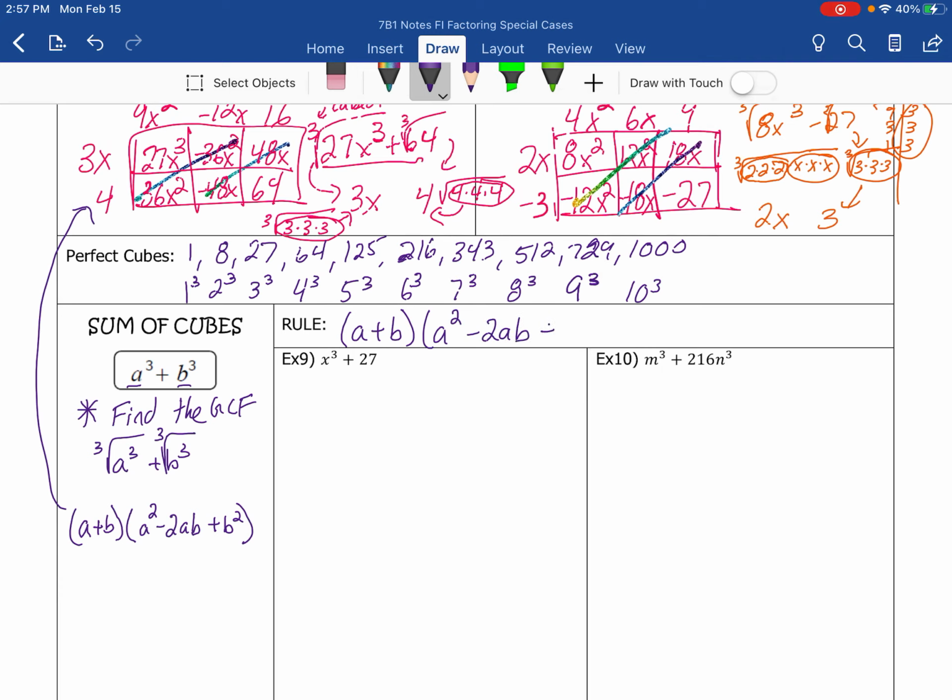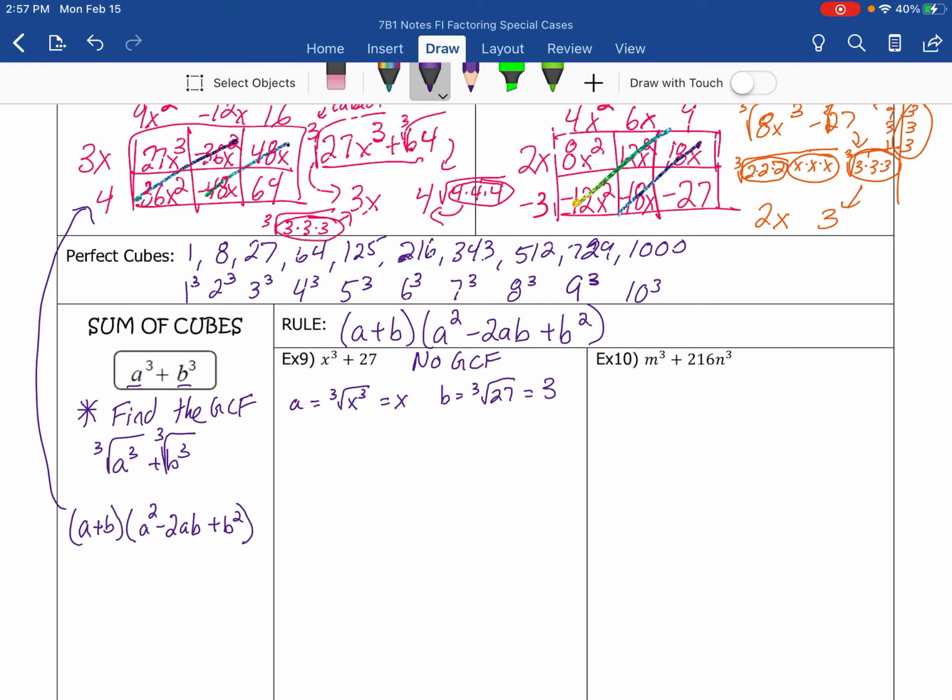So I'm going to write my rule again. It is a plus b times a squared minus 2ab plus b squared. So no GCF for the first one. I do the same thing I did for my difference of squares. I find my first term: the cubed root of x cubed is just plain old x, because there's 3 x's. And b is the cubed root of 27, which is just going to be 3. So there's no simplification.